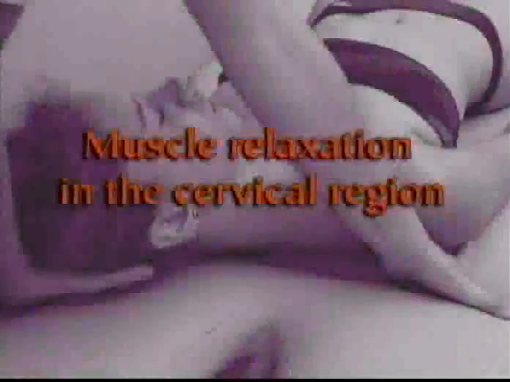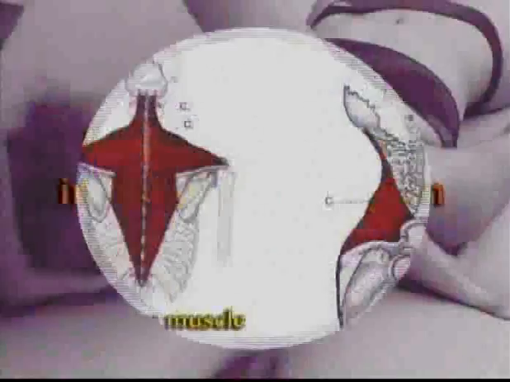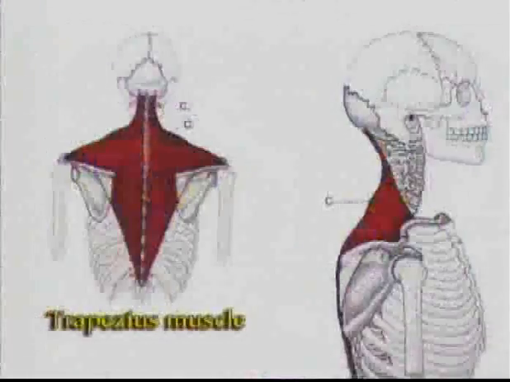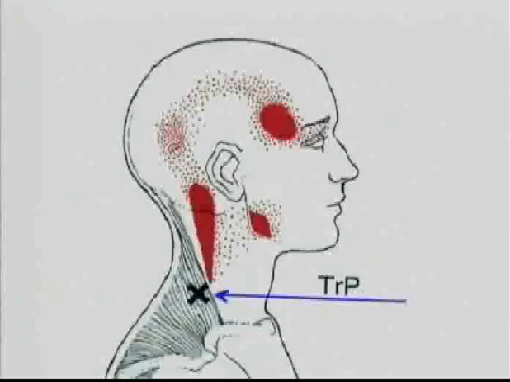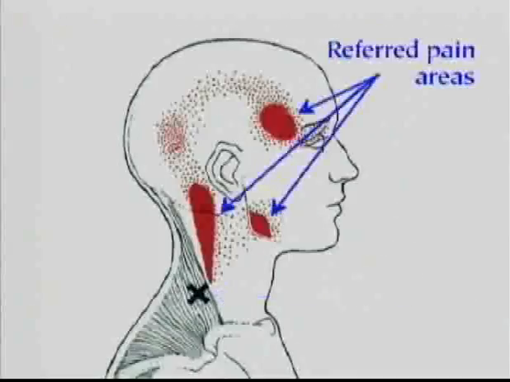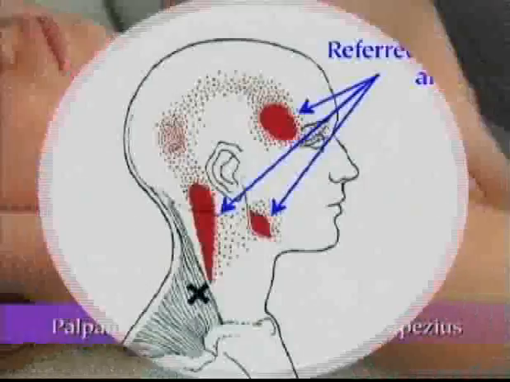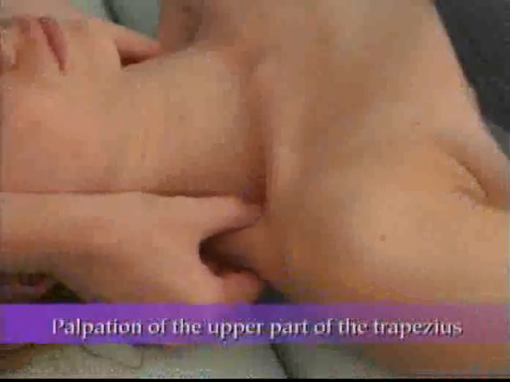Techniques of muscle relaxation in the cervical region. We start with the upper trapezius. On the picture, we can see locations marked by an X where trigger points are situated most frequently. Referred pain areas are in red. Trigger points in the upper trapezius are examined by snapping palpation between our fingers.